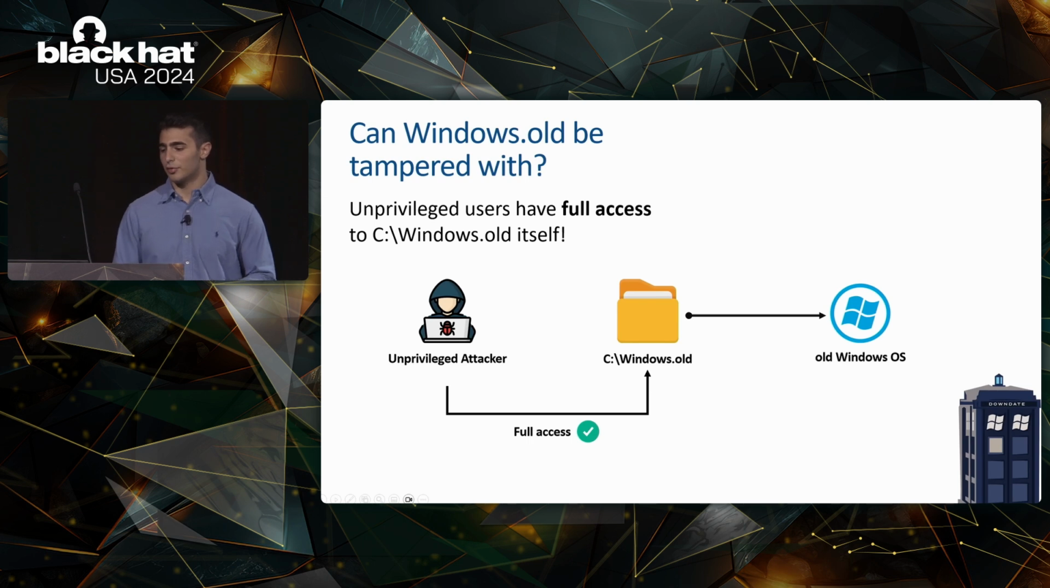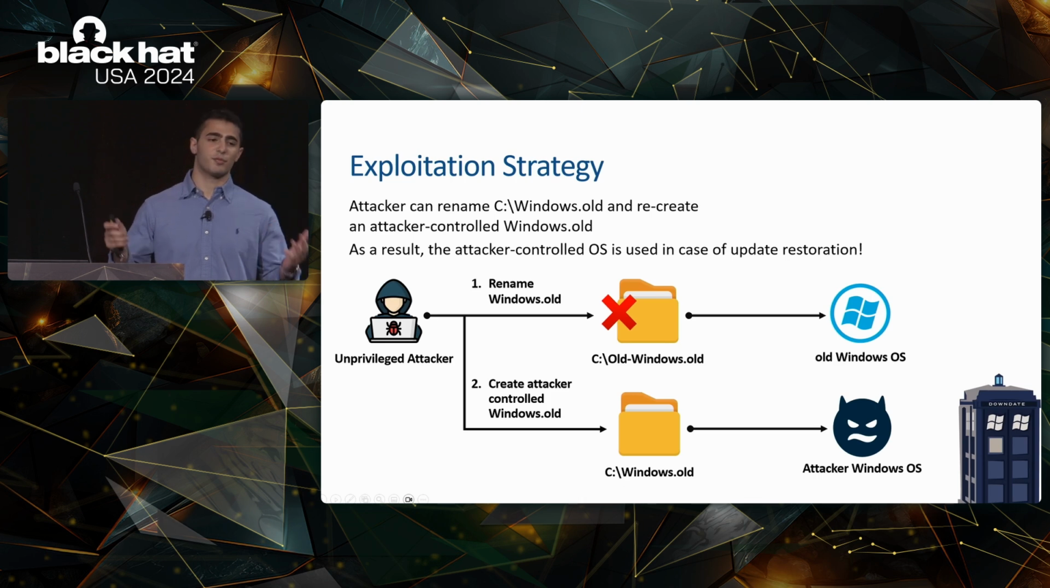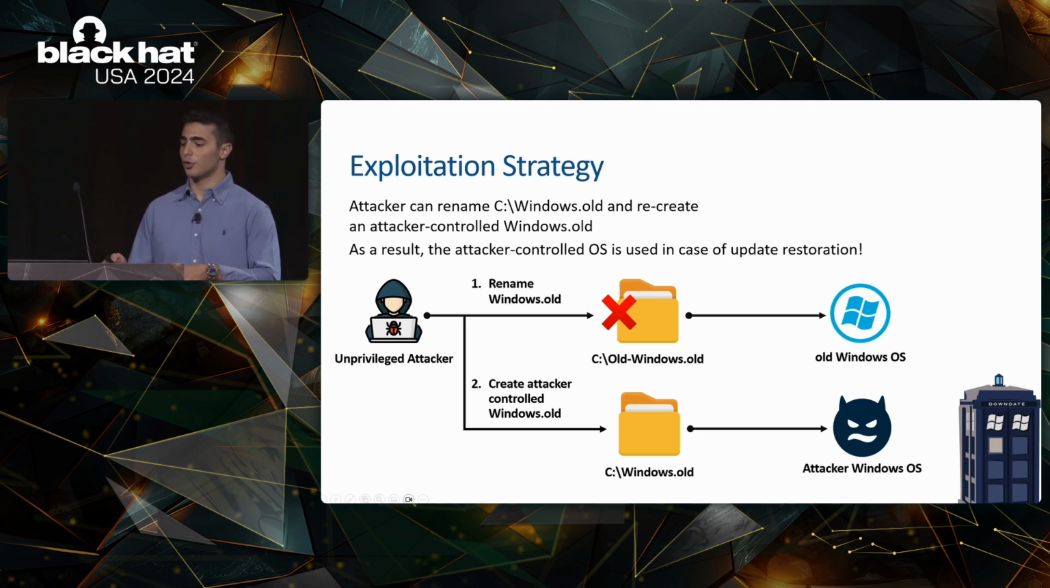The next thing I did was to check access for the Windows.old folder itself. And I found that as an unprivileged user, I have full access to this folder. So the exploitation strategy is very straightforward here. First, rename the original Windows.old folder to any name, and then create an attacker-controlled Windows.old folder. In the restoration scenario triggered by an administrator, the attacker-controlled operating system will be used instead of the backup operating system. So this is another way to perform the same downgrades from an unprivileged user in a restoration scenario.